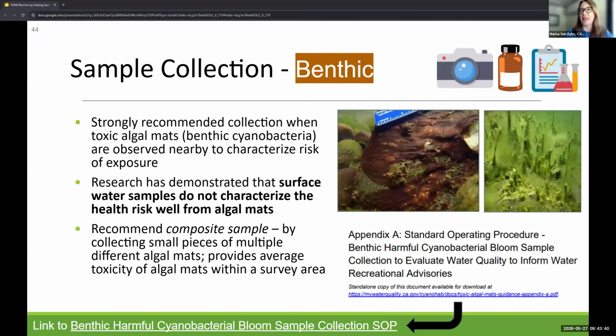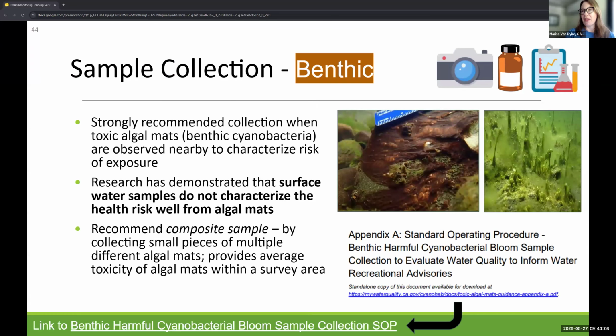And now moving on to benthic sample collection. So again, this is cyanobacteria that forms mats or dense, kind of algal-like material that can become detached and found oftentimes on the shoreline as well, or floating down the waterway as you're walking around in the water and surveying your area.